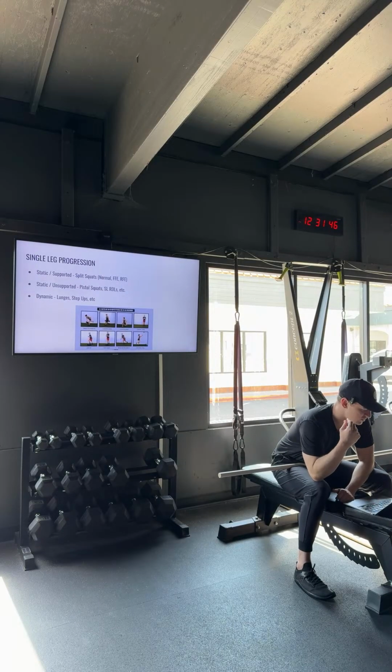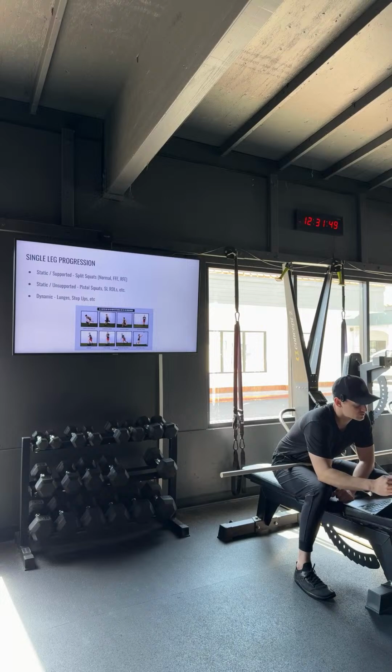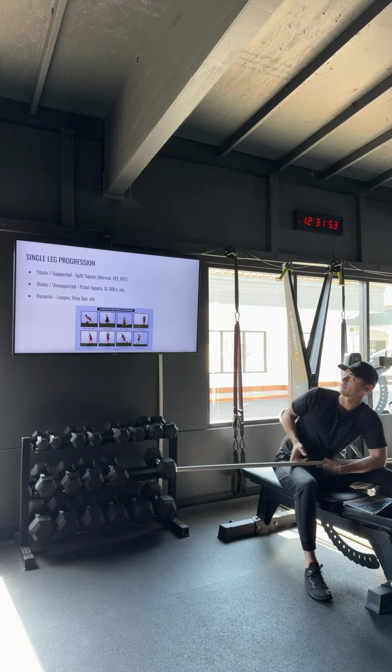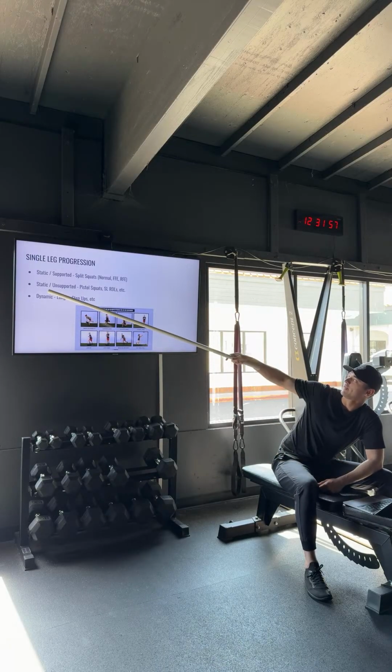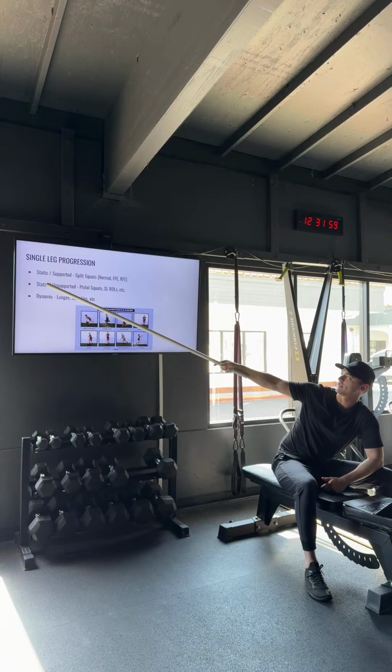Progression. This is a good progression model. You can either progress through this if you get a single leg, or if you're doing a 3-day full body, like we were talking about, if you did a lunge or single leg variation all 3 days. This would be Monday, Wednesday, Friday.